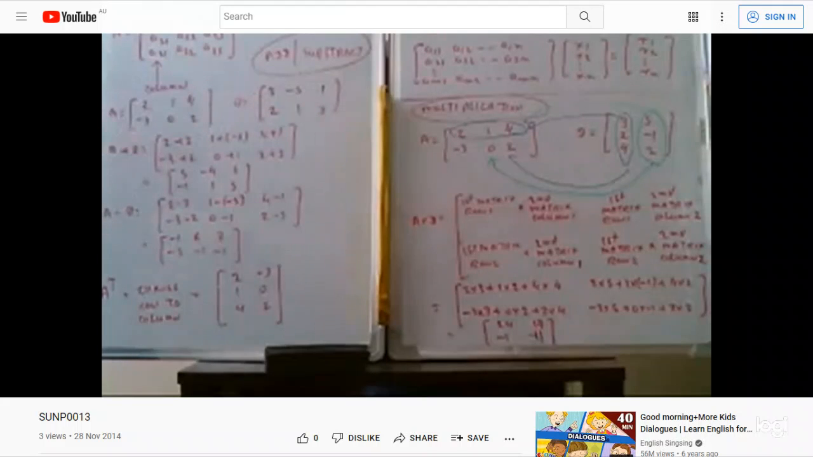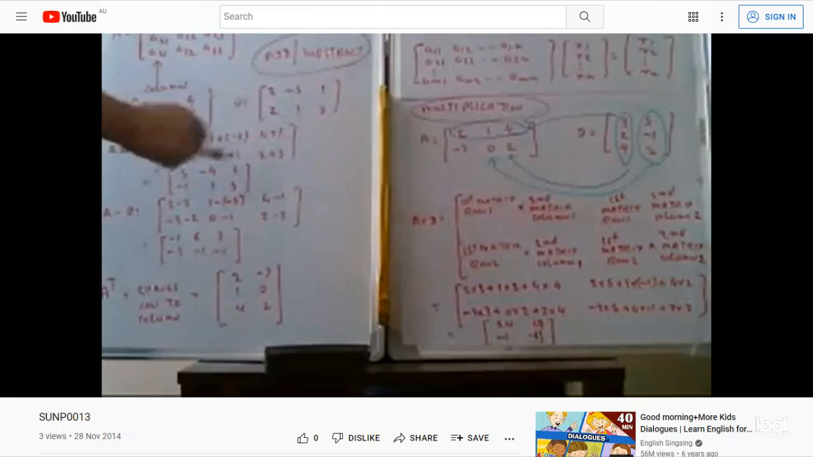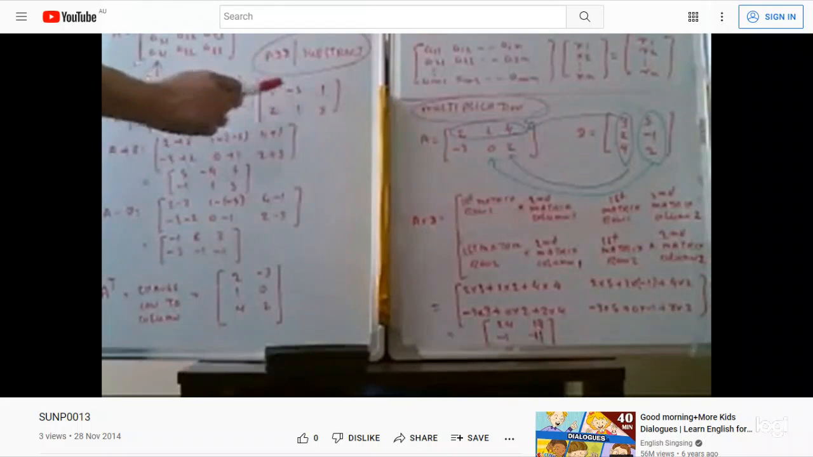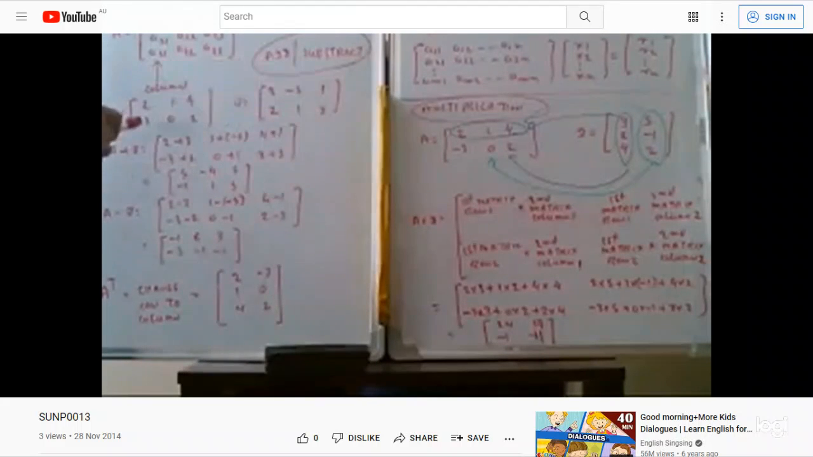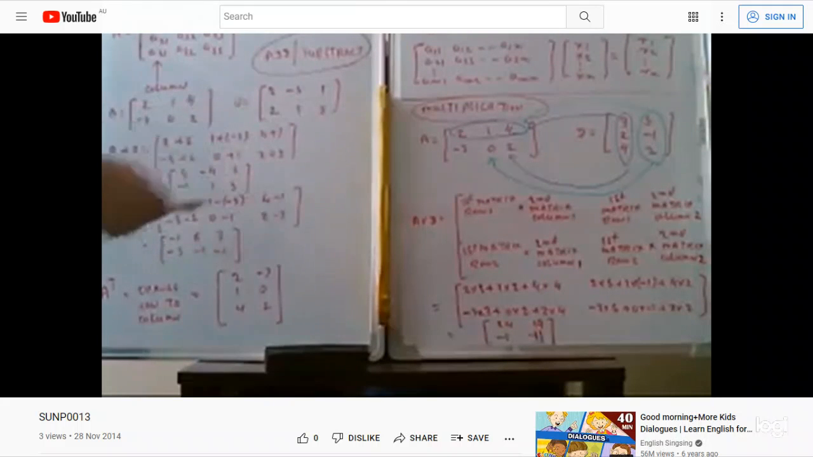Therefore A plus B will be 2 plus 3, 1 plus -5, 4 plus 1; -3 plus 2, 0 plus 1, 2 plus 3. By solving this one, you get 5, -4, 5; -1, 1, 5. For A minus B: 2 minus 3, 1 minus 5, 4 minus 1; -3 minus 2, 0 minus 1, 2 minus 3. Therefore the A minus B is found.